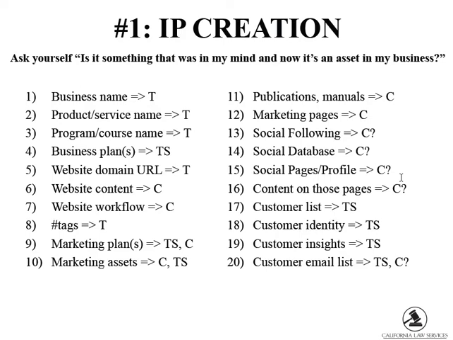Content in your website, copyright. Website workflow, maybe it's copyrighted material. Maybe the hashtags that you have, it could be trademarked. There have been some hashtag trademarks. Marketing plans are part of your contracts and they contain copyrighted material that can be reflected as trade secrets, right? Marketing assets are both copyrights and can be protected as trade secrets as well. Publications and manuals are definitely copyrightable material. Same with marketing pages you may have.